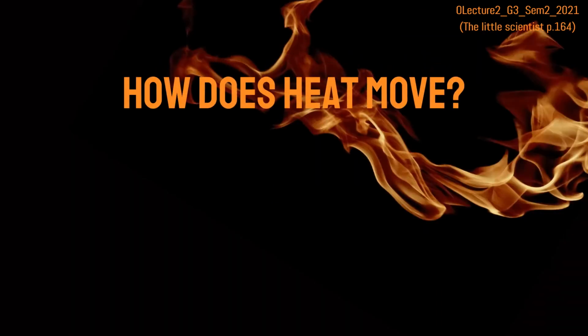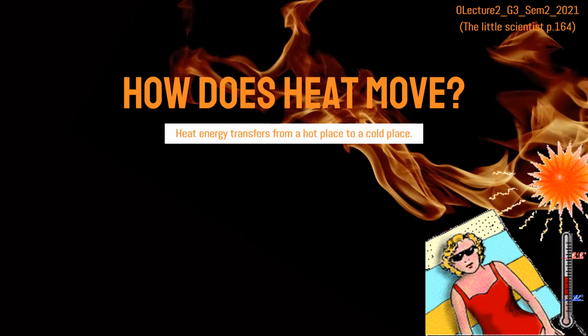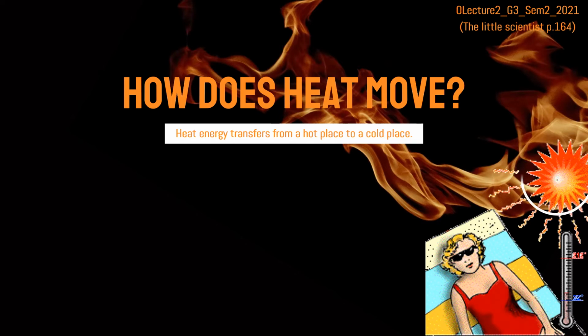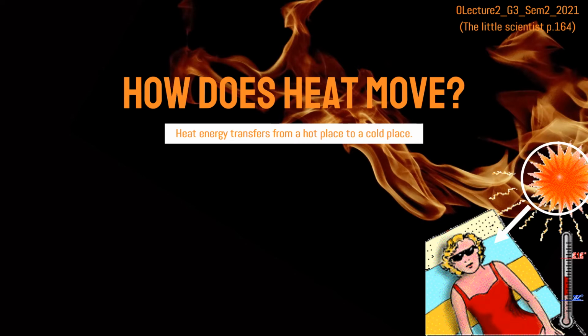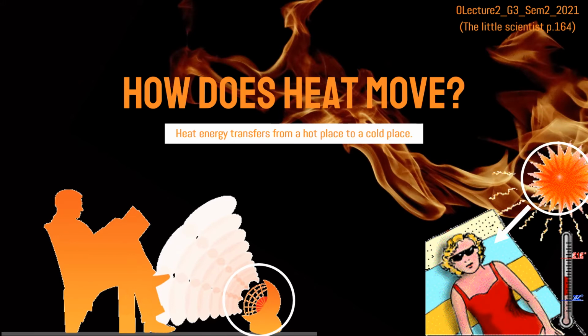How does heat move? When two objects have different heat energy, heat moves from the hotter object to the colder object. In this case, the heat energy from the sun is the source of heat energy, so heat moves from the sun to the woman standing or sleeping in the sun. Look at the man sitting in front of a heater. Heat energy moves from the heater, which is the hotter object in this case, to the man.